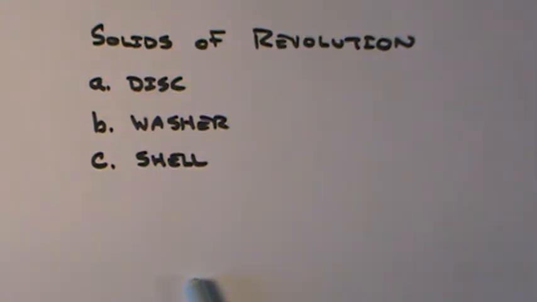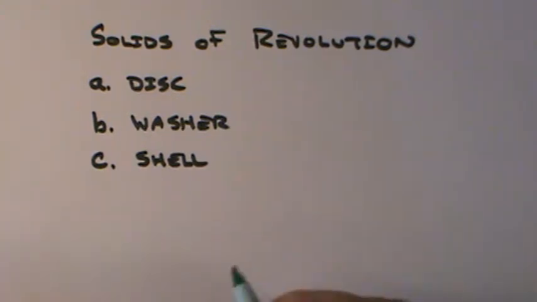Overview for the solids of revolution. You have three main categories for the solids of revolution. You can use a disk method, a washer method, or a shell method. Which method you use really is dependent on the shape or the region that you're trying to revolve. I'd like to go through, as an introduction, and explain each of these methods.